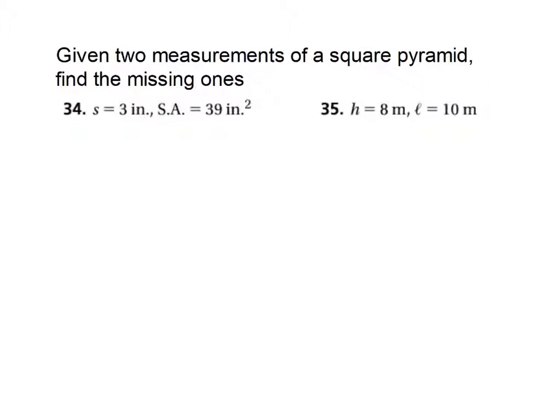Now, we're going to kind of move on past the plugging and chugging through that formula, and we're going to kind of work backwards through a formula. They've given me a couple measurements on a square pyramid, and I'm looking for the missing ones. Okay, so on a square pyramid, the surface area formula would be, let's see, 1/2 PL plus 1 base. Okay, in this, I'm going to draw a picture here so you can see what's going on.